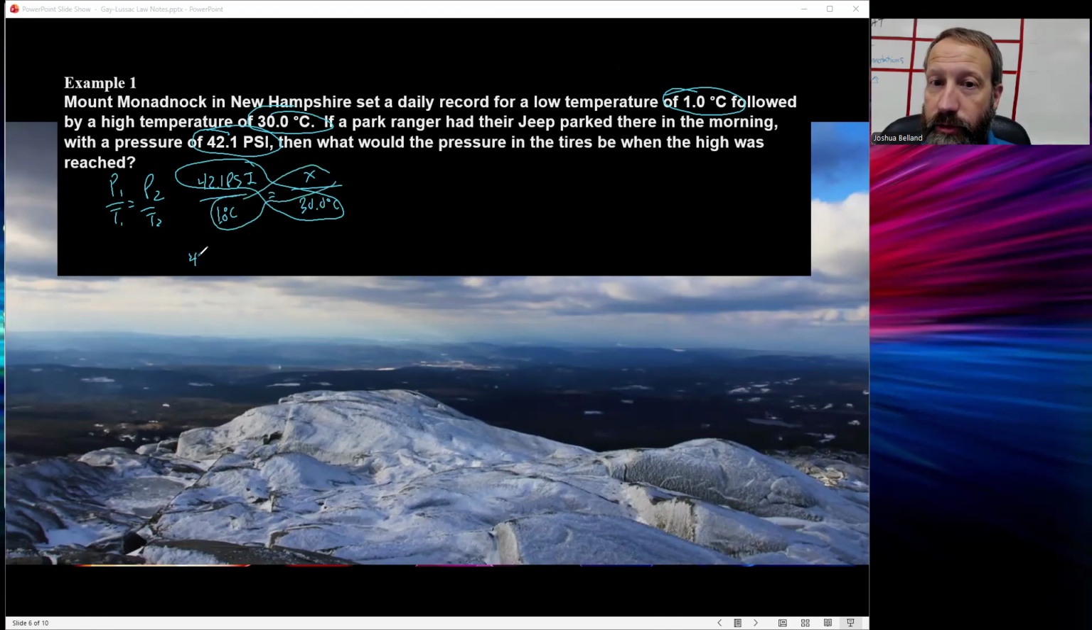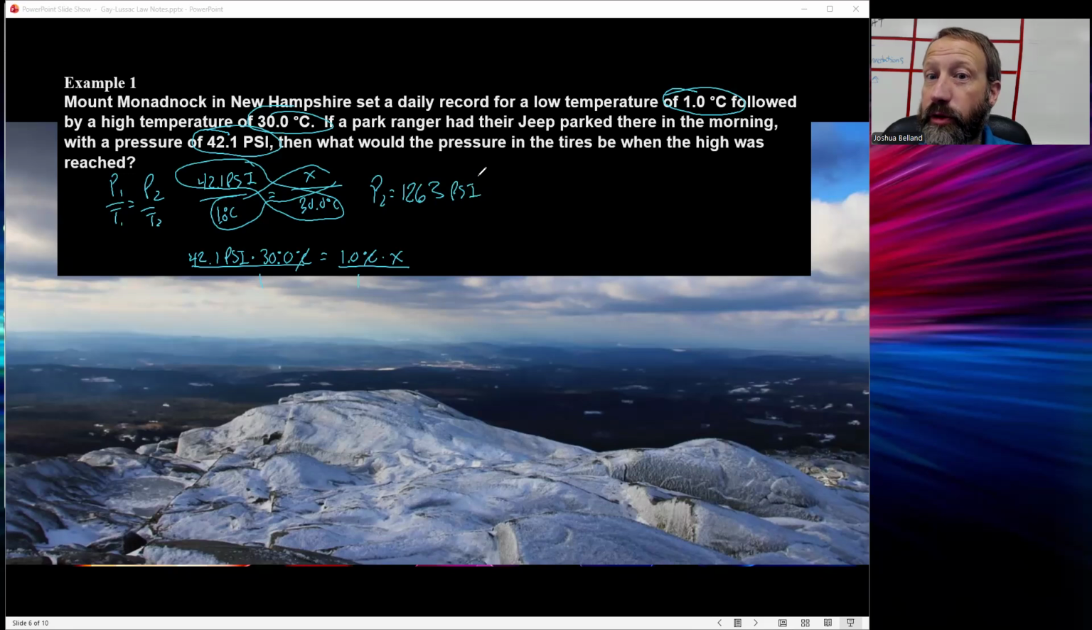So it's 42.1 PSI times 30 degrees. That decimal should be down there, sorry. 30 degrees Celsius equals 1 degree Celsius times our x. So I'm going to multiply these two and then divide by 1, which isn't going to change anything. Okay. So here I go. 42.1 times 30, and my answer is 1,263. So my pressure 2 is 1,263 PSI. Because Celsius.